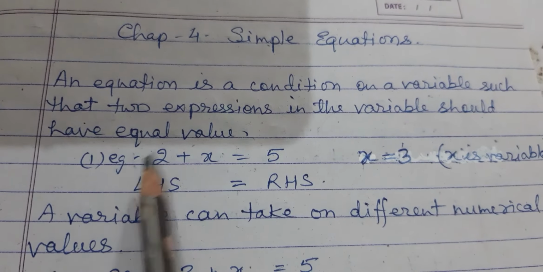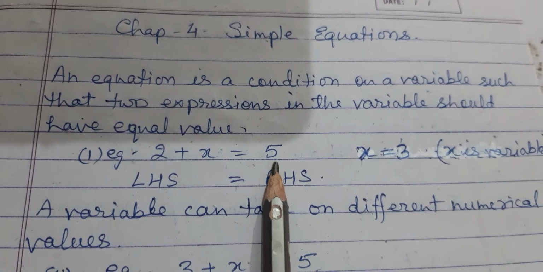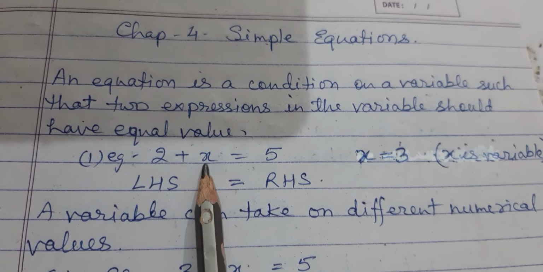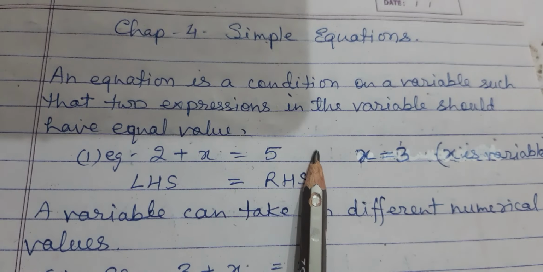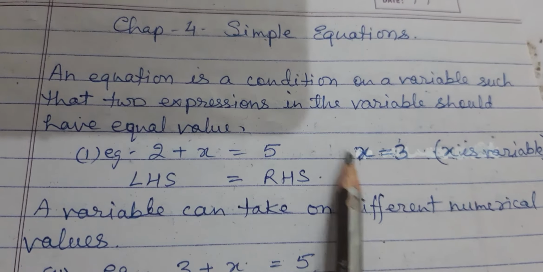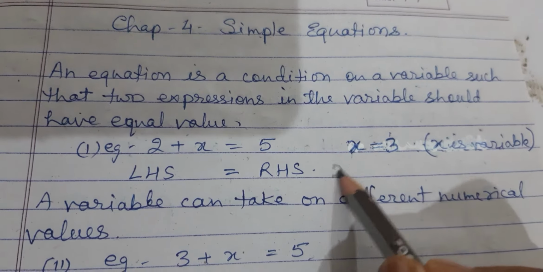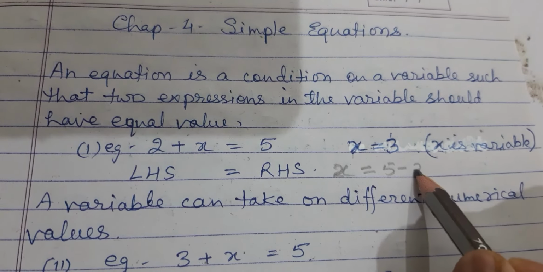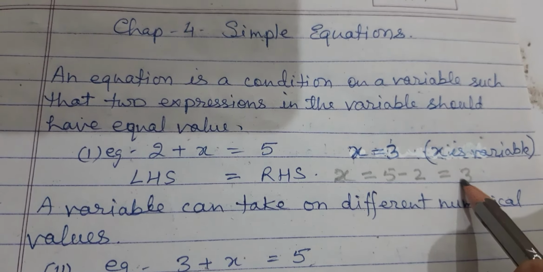For example, here I have given you 2 plus x equals to 5. Now, if you want to find the value of x, this 2 will be shifted to the right hand side and the sign will get changed. Here it is positive and here it will become negative. Like, we can say x is equal to 5 minus 2. So x will be equal to 3.